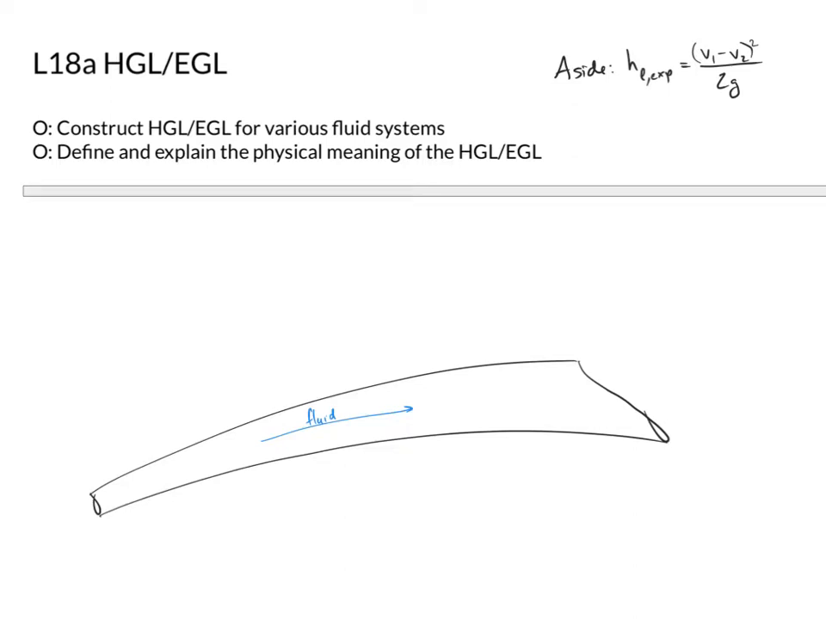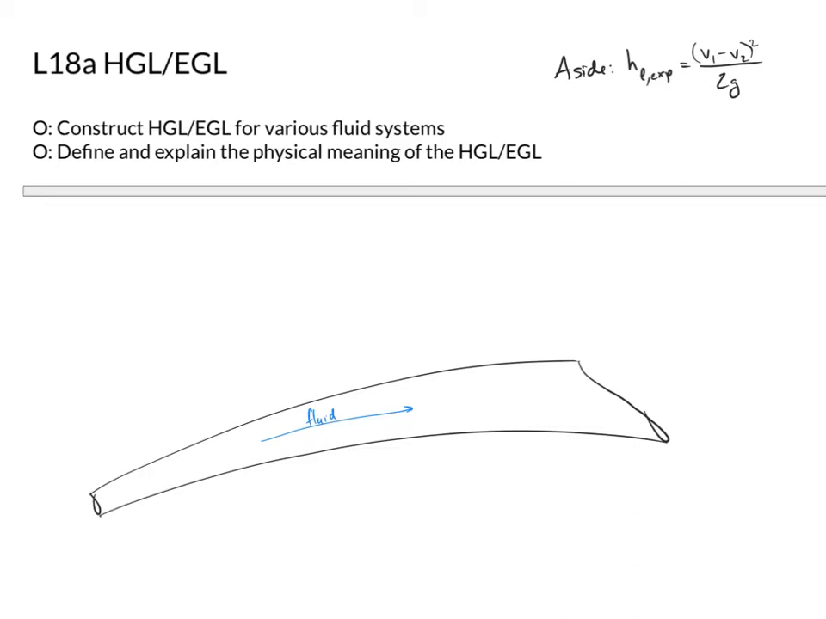They're usually written as the HGL, EGL, although really, let's face it, as you'll come to understand, the EGL is the more fundamental, and the HGL is important, but it's not the same thing. So we're going to construct the hydraulic grade line and the energy grade line for various fluid systems, and I want you to understand the physical meaning of these things, and that's really the most important thing that we're going to have in this whole thing.